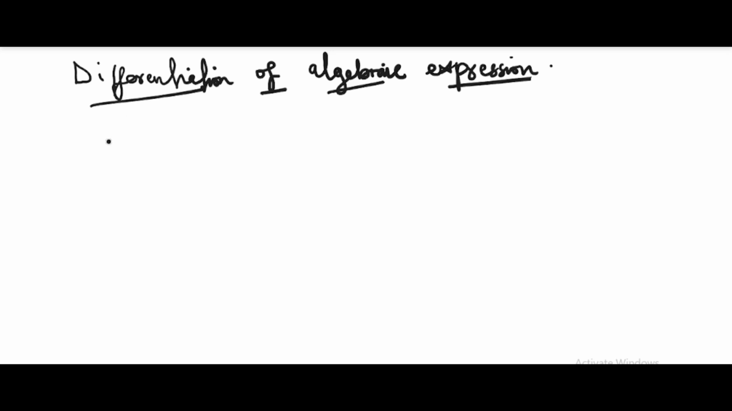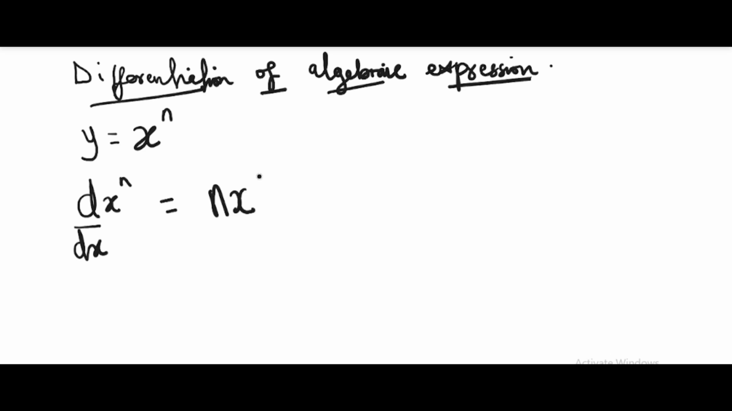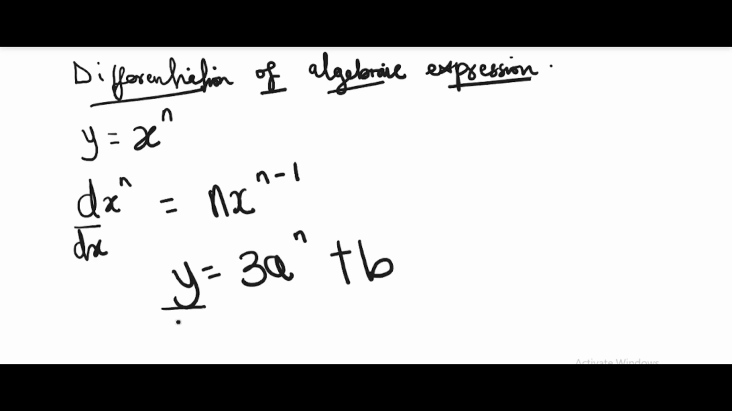In our last video, we concluded that for any function y equals x raised to power n, the derivative of x raised to power n with respect to x is equal to n x to the n minus 1. So now that means, on a general note, if I have y equal to 3a raised to the power of n, let's say plus b, and I am to differentiate this y with respect to a.